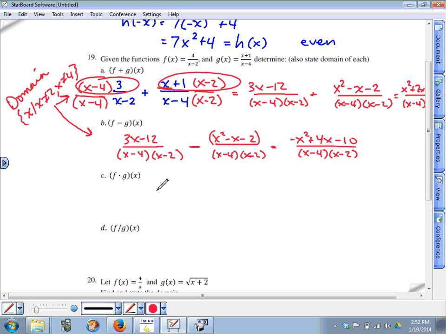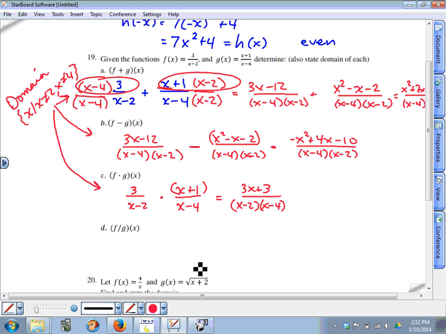Now, for part C, multiplying is going to be a little bit easier because you don't have to have a common denominator. So we're going to start with the original f function, 3 over x minus 2 times x plus 1 over x minus 4. These can be multiplied straight across. So 3 times the quantity x plus 1 is 3x plus 3, and then x minus 2 times x minus 4. The domain is also x cannot be 2, x cannot be 4.